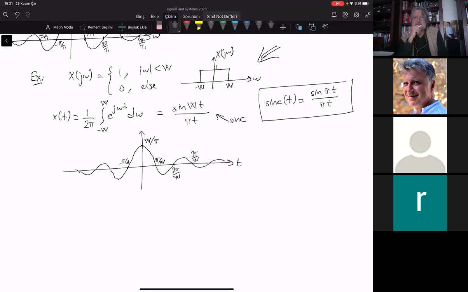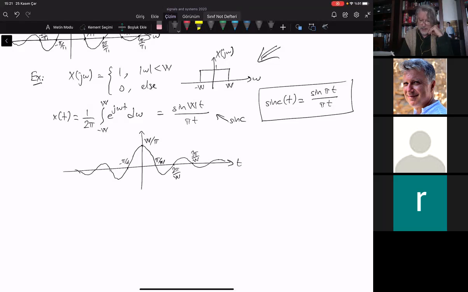And interestingly, from our previous example, if I make this W go to infinity so that X of j omega is 1 everywhere, it's an extremely wide low pass filter, which is essentially an all pass filter. It's 1 everywhere. Then what would the time domain signal be? What will it correspond to? It will be an extremely narrow sinc function, because the zero crossing pi over W will shrink down to 0. It will be very, very narrow.